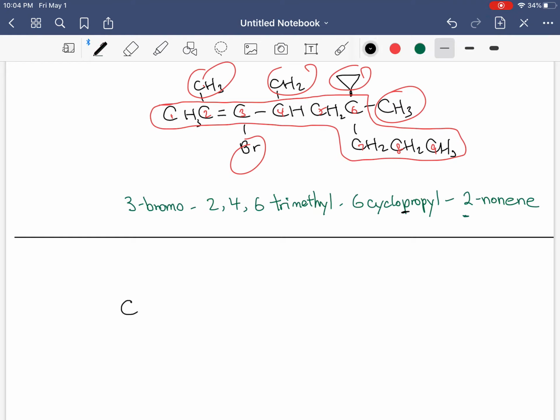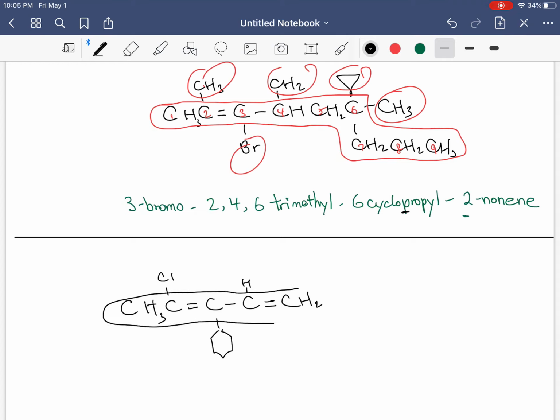Check this one out. How are you going to name that? Now, do you see the problem here? Yes. The problem is there are 2 double bonds. Now, that's a scenario I have never seen before. No worries. Same idea. Make sure you find your longest carbon-carbon chain that involves the double bonds. There. Nothing tricky about this.